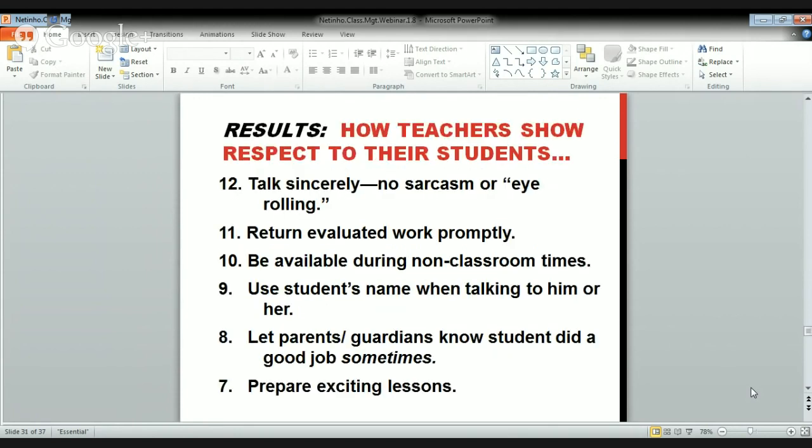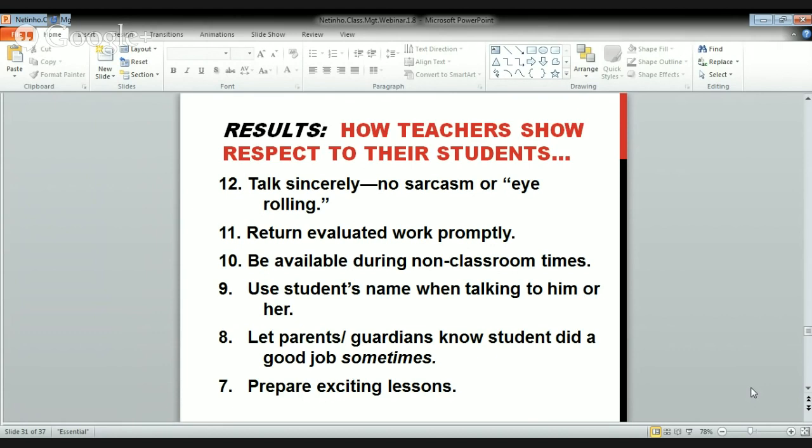Okay. The top 12 answers were written by 50 students or more. Okay, first, so how do teachers show respect to their students? Talk sincerely, no sarcasm or eye rolling. Sarcasm only builds resentment. Return evaluated work promptly. Grade their work. Develop and use rubrics to evaluate student work. If students see and understand the rubric ahead of time, then they know what they need to do to meet the standards set in the rubric.